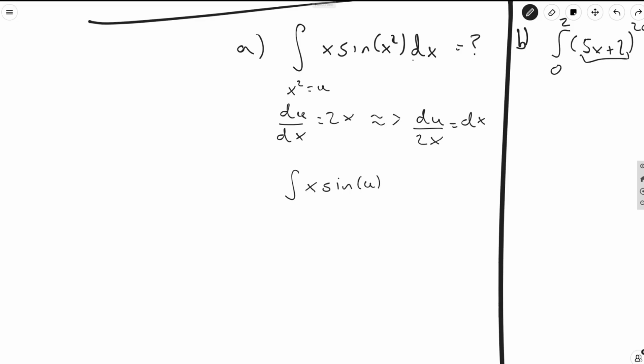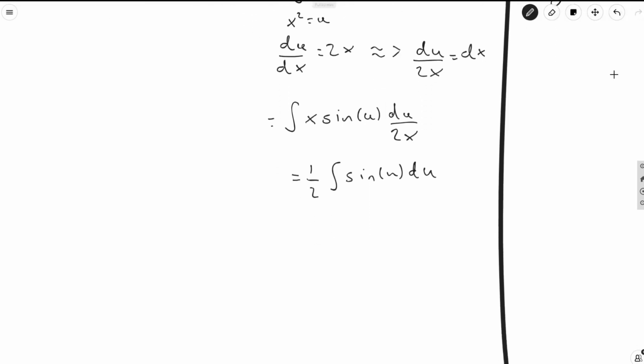But if we substitute out the dx here, this dx becomes a du over 2x. So the x's cancel, and we're just left with a half here. So this becomes equal to 1/2 the integral of sine of u du. And this is just going to be equal to minus cosine of u over 2. And that's our answer, because we can integrate sine of u, okay?